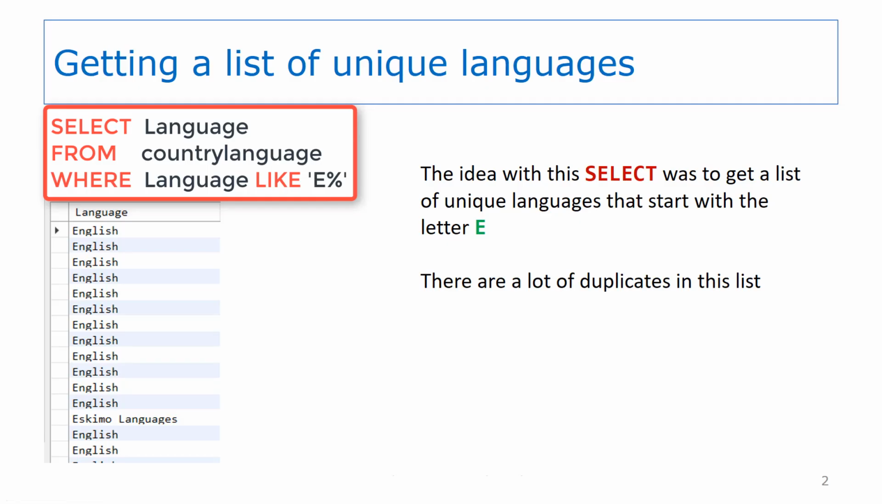Many times you'll be working with tables that have multiple occurrences of the same value. When you have that situation, you'll sometimes want to get just one of each occurrence. For example, the slide shows the country language table selecting for the languages that begin with the letter E. What we really want here was just one of each occurrence. It doesn't really do us any good to see English repeated many times.